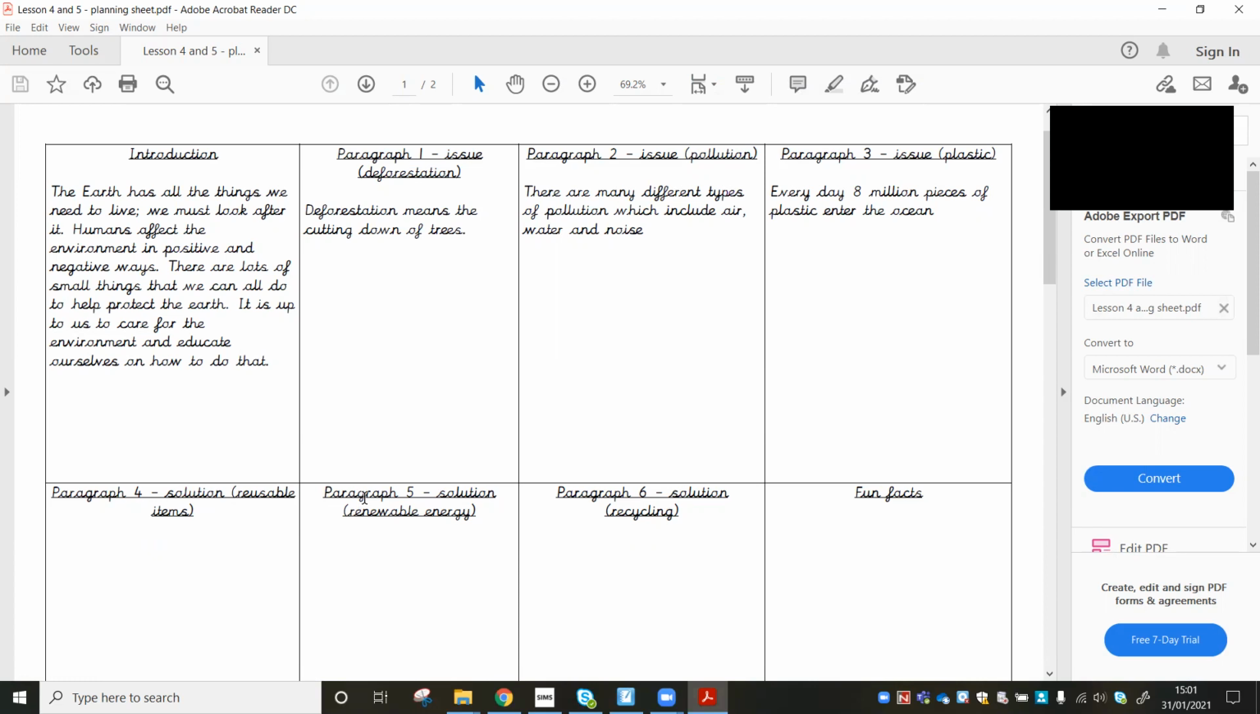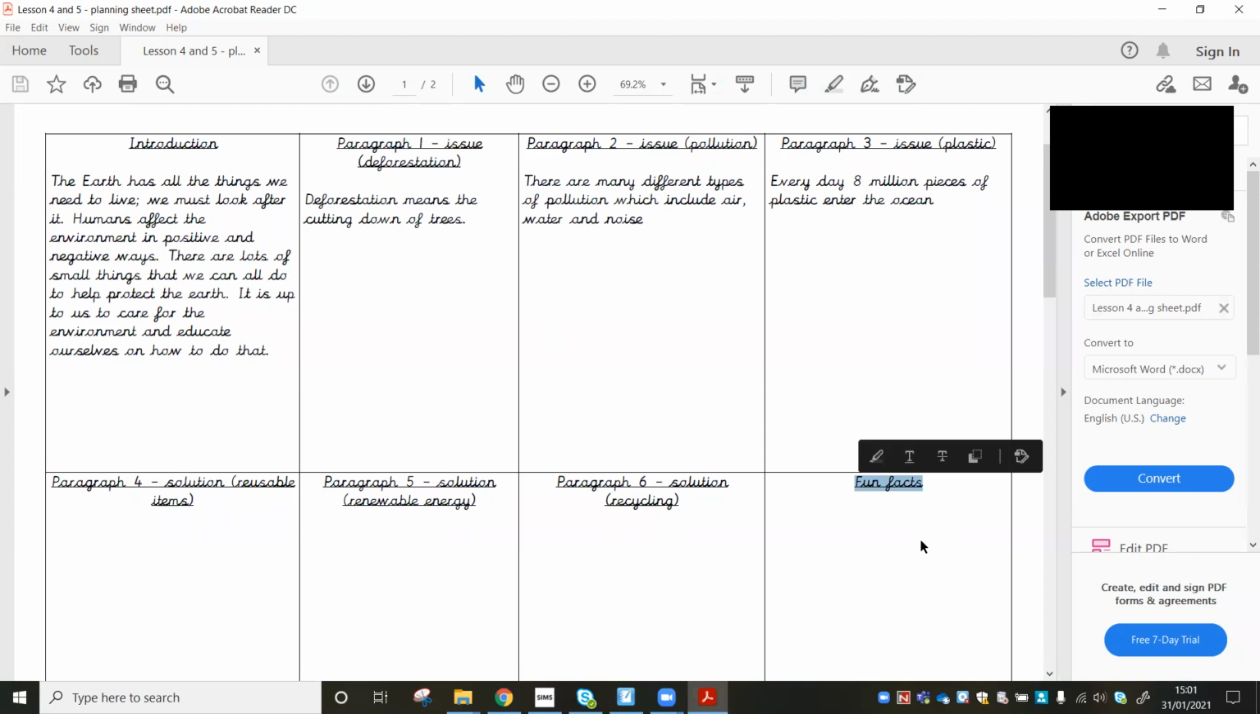And then paragraph 4, 5, and 6 are the solution paragraphs. So I went with the 3 that I suggested earlier in the week: reusable items, renewable energy, and recycling, 3 R's. And then I have popped a little fun facts box down here. I know a lot of you love a little fun fact. And there'll be an opportunity to pop some of these down on your final piece next week. So if you have found out a couple of facts during your research days that you would like to try and include, but it doesn't fit with your paragraphs, then they can go in a little fun fact section. So you can see here, I've started only briefly, I've started putting some notes in.